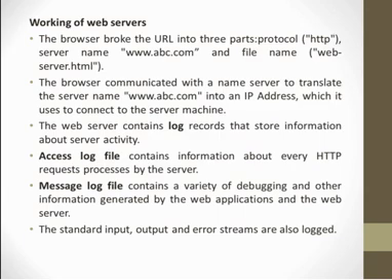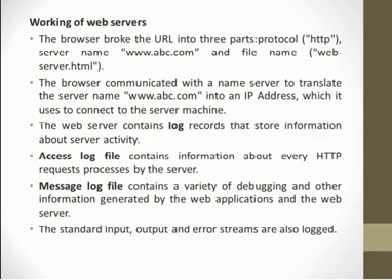Next we are going to see the working of web browsers. The browser broke the URL into three parts: one is known as the protocol, the server name, and the file name. So the browser communicated with the name server to translate the server name, for example here it is given as www.abc.com, into an IP address.